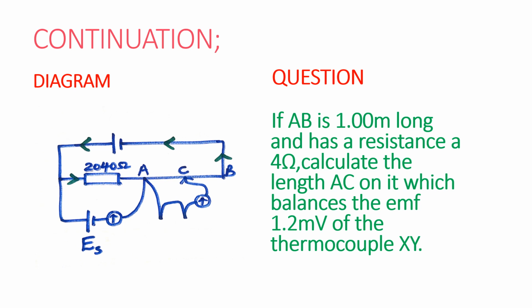Now, we have two galvanometers in this diagram. One is connected in series with the standard cell, another one is connected in series with the thermocouple. They both show no deflection. In the first case, if this first galvanometer shows no deflection, it means that the PD across the 2040 ohm resistor is the same as the EMF of that cell ES. So since we don't know the current passing through that resistor, call it I, we can use that concept to find the value of that current.